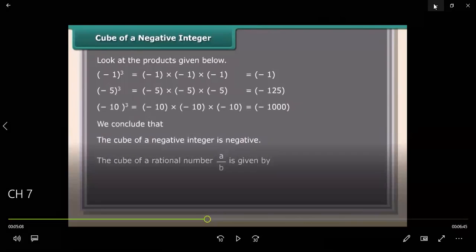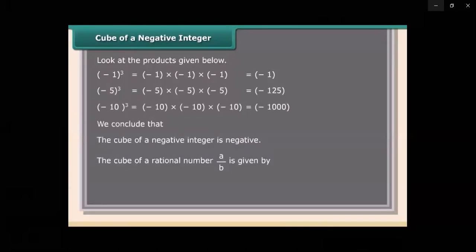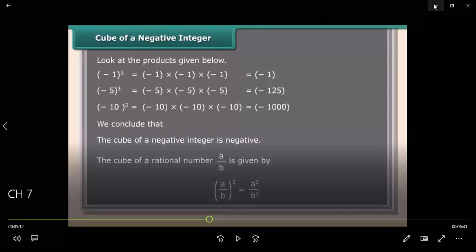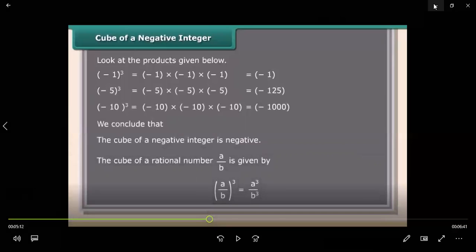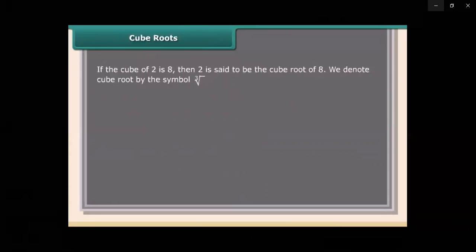Next, we have the cube of a rational number. A rational number, all of you know, can be expressed in the form of p by q or a by b, where b is not equal to 0, right? So for example, to find the cube of this rational number a by b, we can write a by b whole cube, which is equal to a cube by b cube. In this way we can find the cubes of rational numbers.